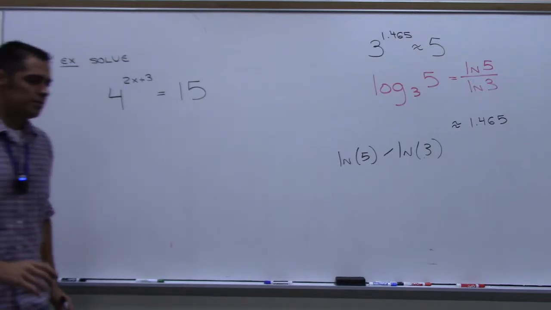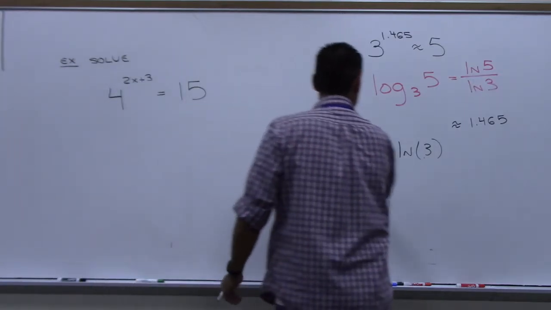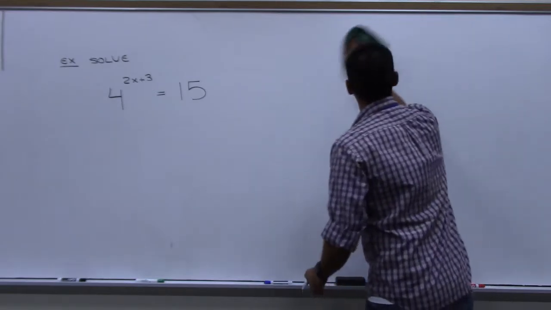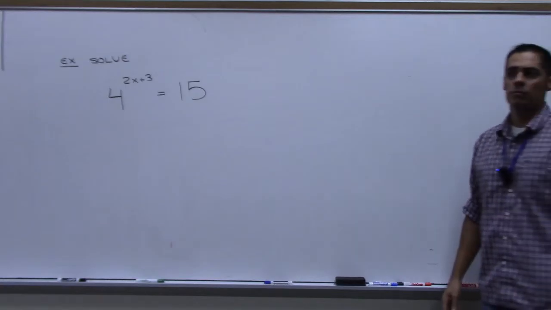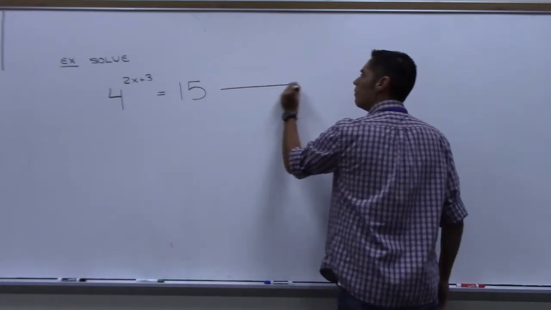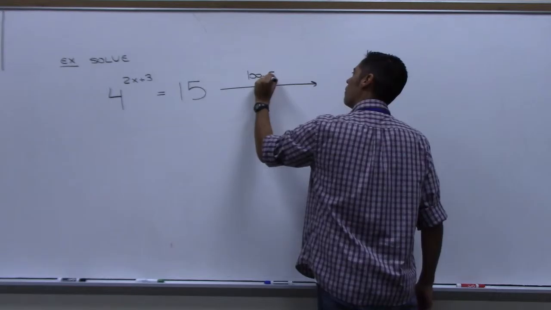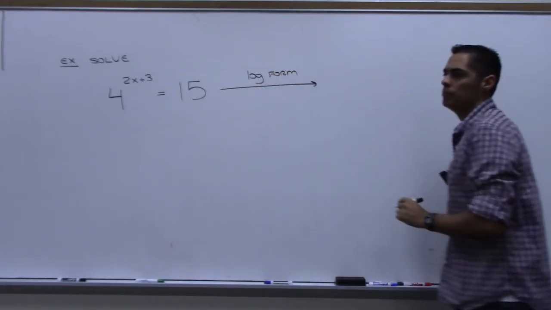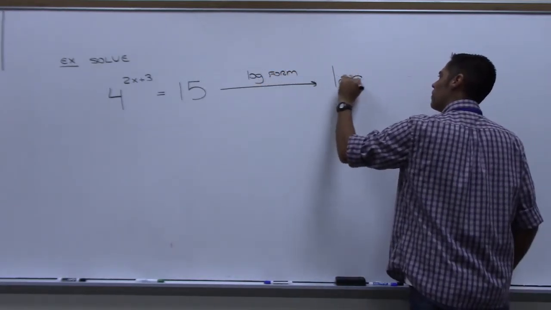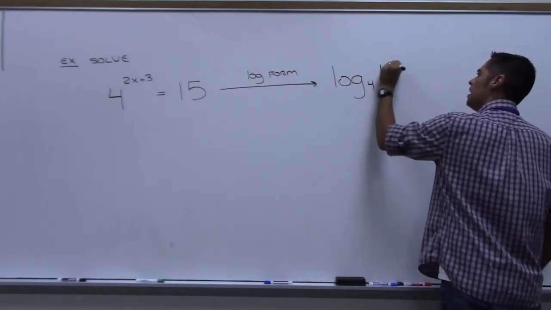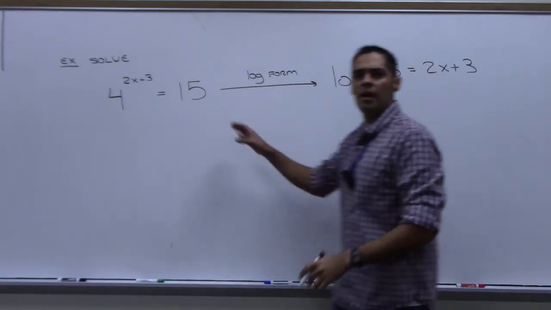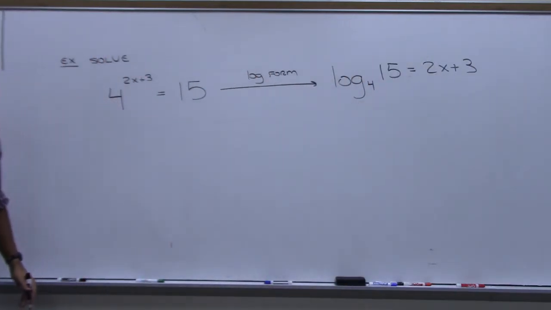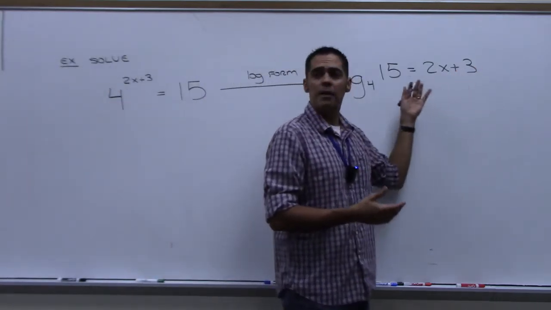So now we're going to use what we've learned today. All right. Convert this to log form. What is this in log form? Log base 4 of 15 equals 2x plus 3. Do you see that you've released the x from the exponent now? So all you have to do is solve for x. You know, subtract 3, divide by 2, right?